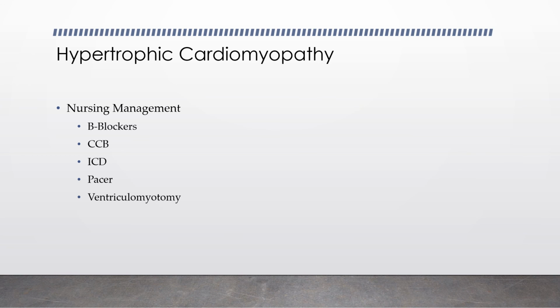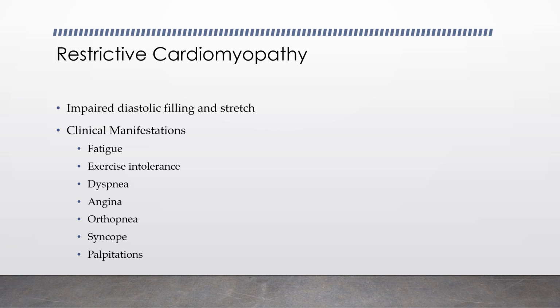Moving on. So our last one that we're going to review is restrictive cardiomyopathy. So this is due to impairment of diastolic filling and stretch. Mainly this tends to affect older adults, and it is the least common form of cardiomyopathy. This impairment of diastole or diastolic filling is not due to large muscle, not like thickened muscle as we saw with hypertrophic. It's just due to the inability of the muscle fibers to stretch and relax enough.